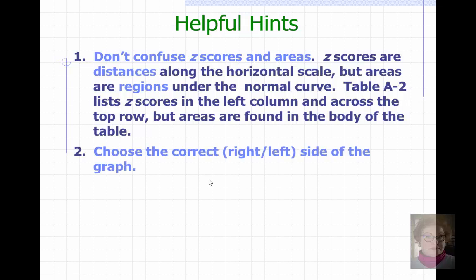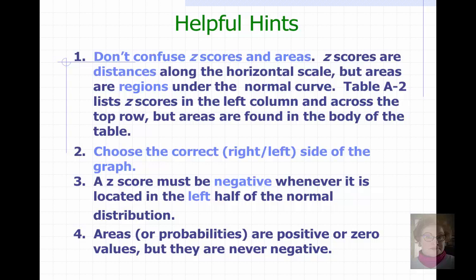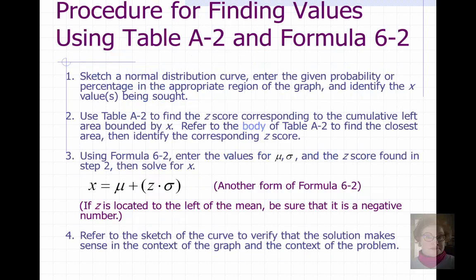Always choose the correct side of the graph. Are we looking at less than? Then we're going to be looking at the left side. If we're looking at greater than, then we're going to be looking at the right side. And whenever our score is below the mean, then we need to have a negative z-score. And our areas are also our probabilities, and they're always positive or 0, but they can never be negative.